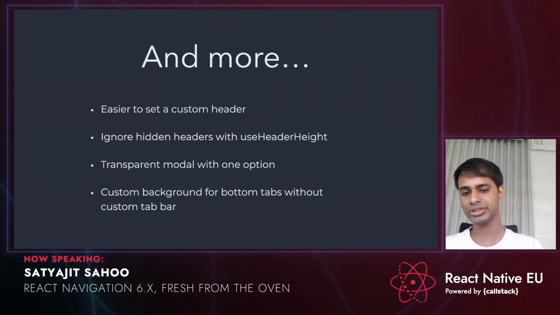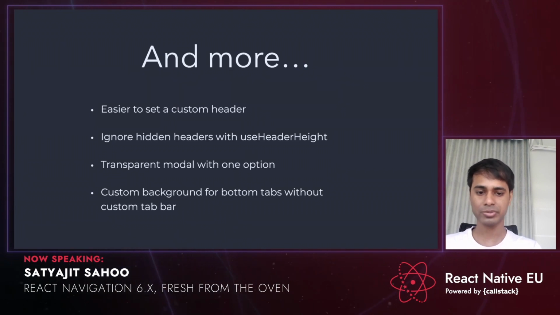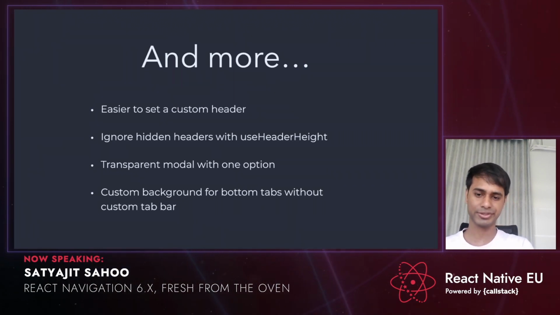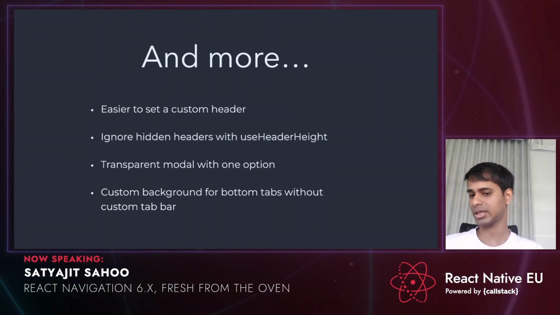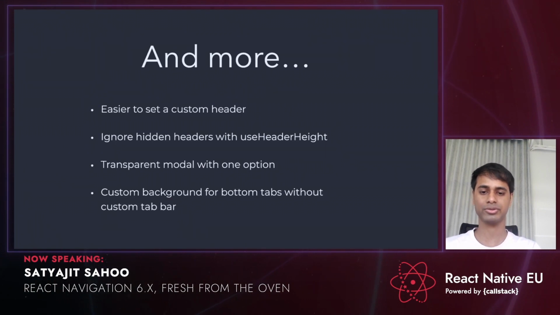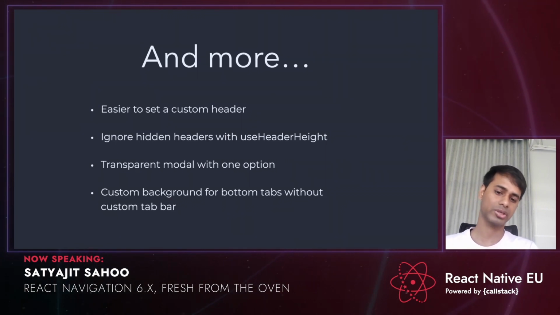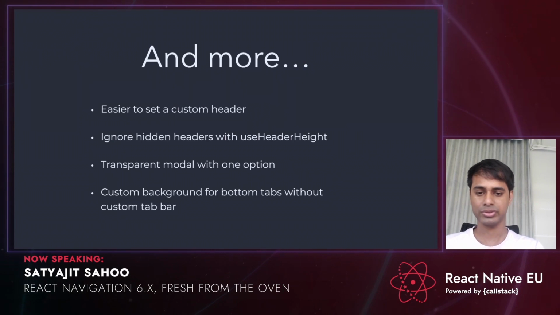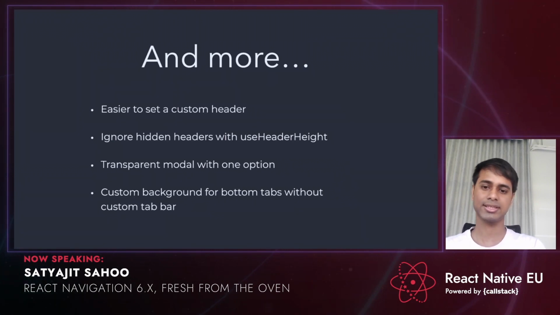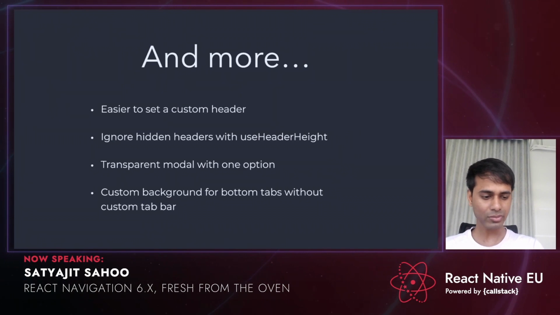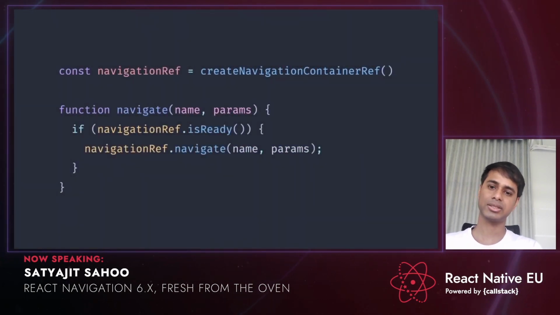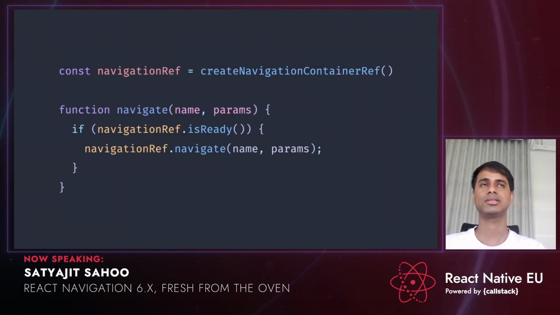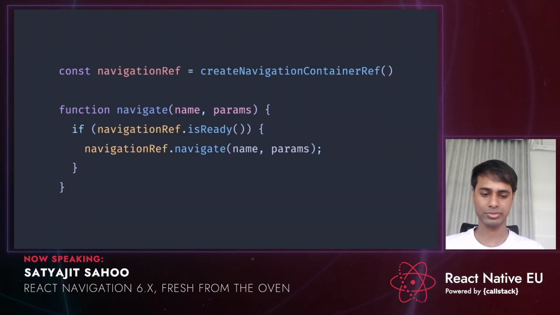Similarly, we added a new feature to specify a background for bottom tabs. For example, you can specify a blur view, or you can specify a gradient or an image or whatever you want without having to use a custom tab bar or wrapping the default tab bar. So yeah, we wanted to make these things simpler for users, and React Navigation 6 includes a lot of these quality of life improvements.